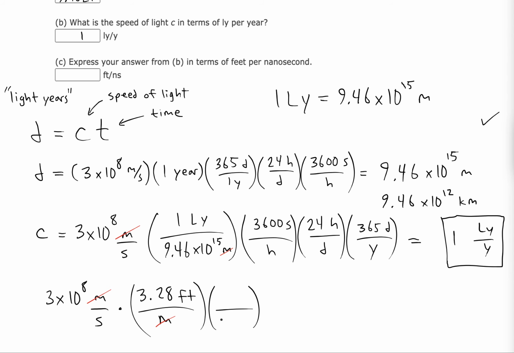Well, we could use the definition of what a nanosecond is. It's 10 to the minus 9 seconds. I'm getting 0.984 feet per nanosecond. So just about a foot every nanosecond. It's hard to imagine that scale. But that'll do it.